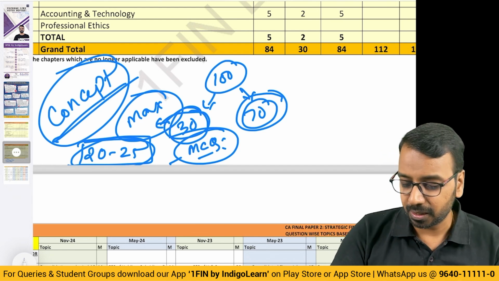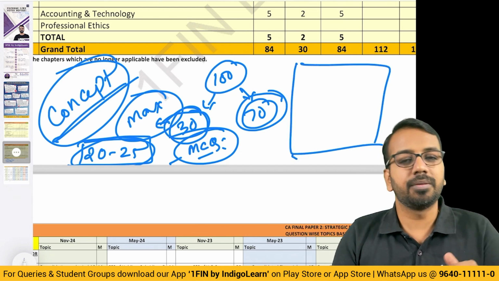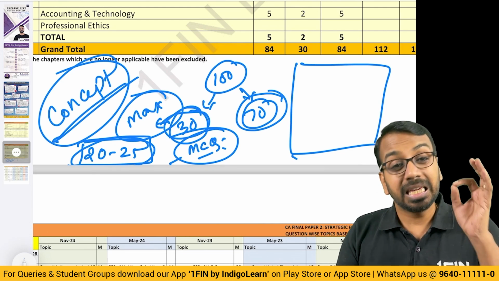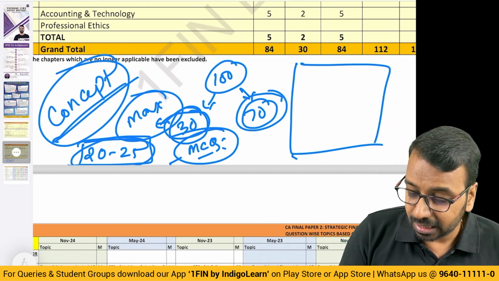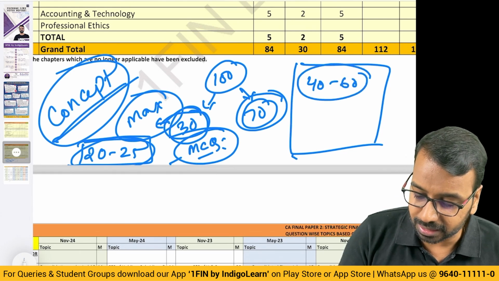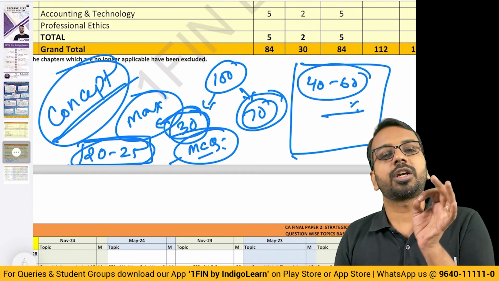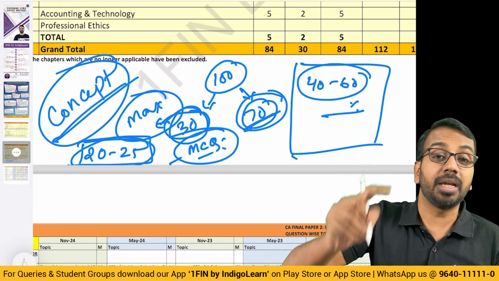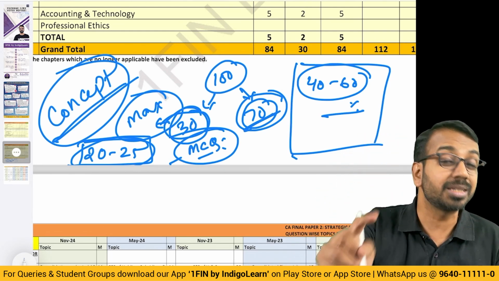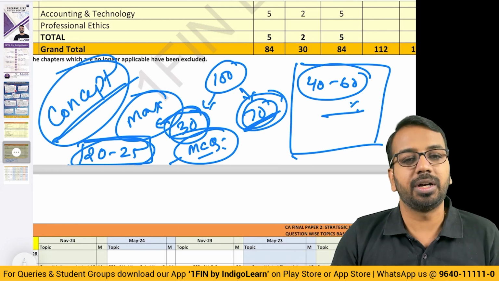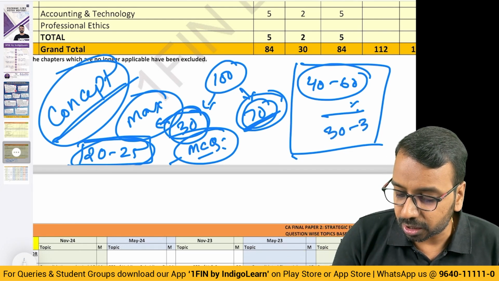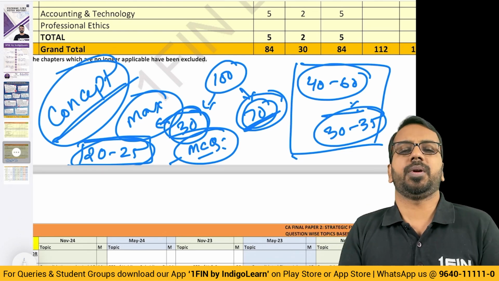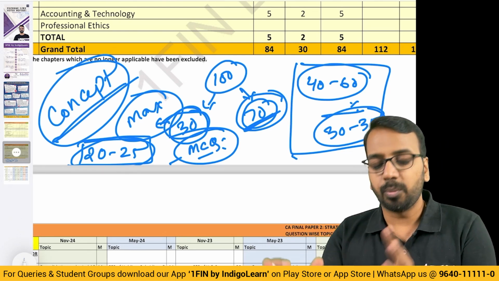And the second thing is, take up any paper, even the toughest paper, the bouncer paper of the November 23 attempt. Even in that paper, you will see at least 40 to 60 percent, not marks, I'll say percentage, of the 70-mark paper. If you have done a reasonable preparation, you will be able to attempt 30 to 35 marks easily, comfortably. Take up any paper, you will be able to do this.